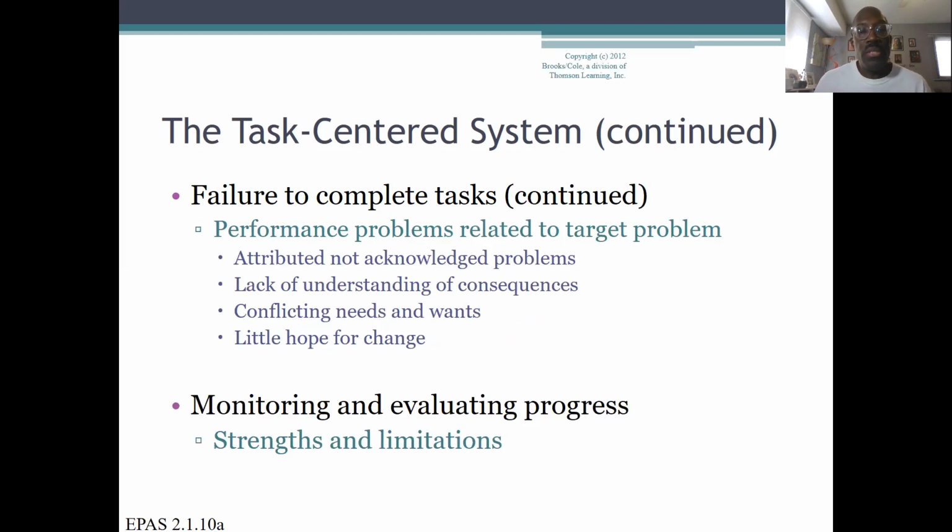We also know, as we think about why things still are not happening, if people are in a place where they just don't have any hope and believe that things are going to change, then the likelihood of them moving forward with a task is probably not going to happen. Conflicting needs and wants. So, I really need to stop drinking, but I really enjoy it and I want to keep drinking. So if I've got that conflict happening for me, then it's going to make it hard for me to follow through with the task, as well as not always understanding what the consequences are.